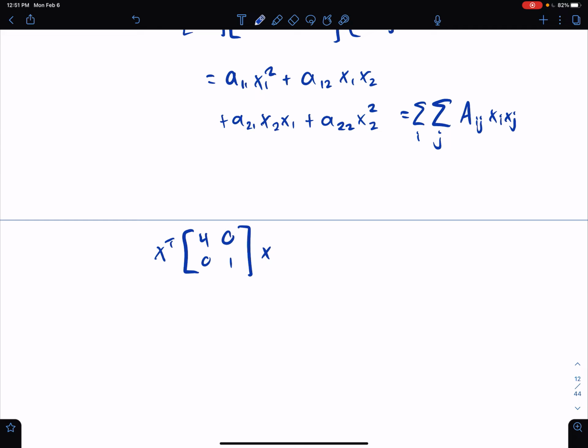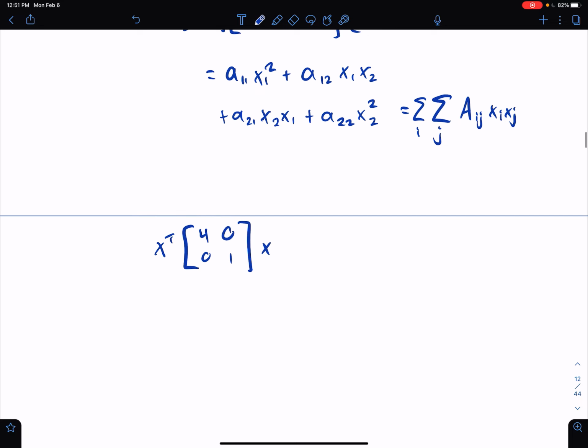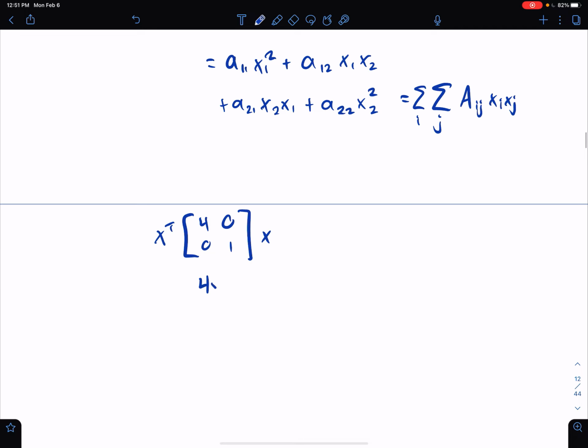The equation would look something like 4 x1 squared plus x2 squared. Yeah, exactly. So you could try to graph this.